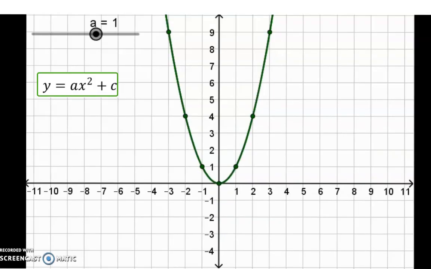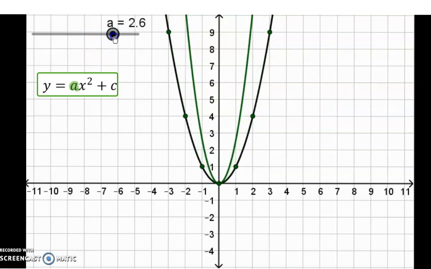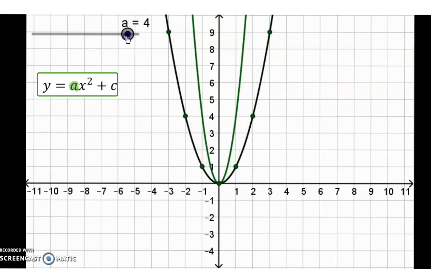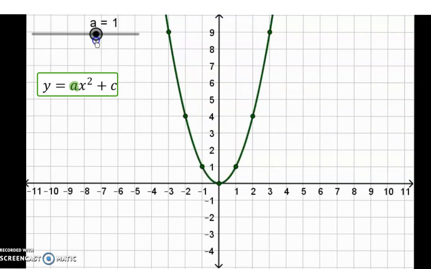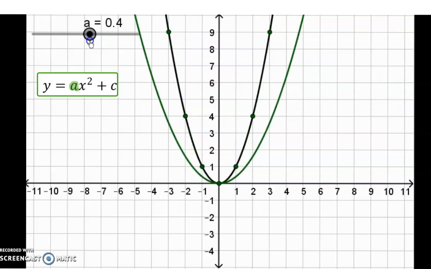In grade 10, we have a look at two transformations that this graph can undergo. We're going to start off having a look at the a value, which is at the moment a 1 in front of the x squared. As this a value becomes bigger and bigger, the arms of the parabola move closer and closer to the y-axis. And then, of course, the smaller this a value becomes, the further away these arms move from the y-axis.